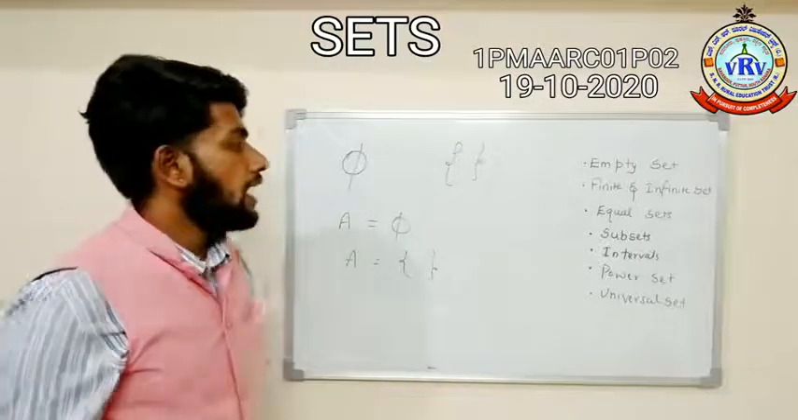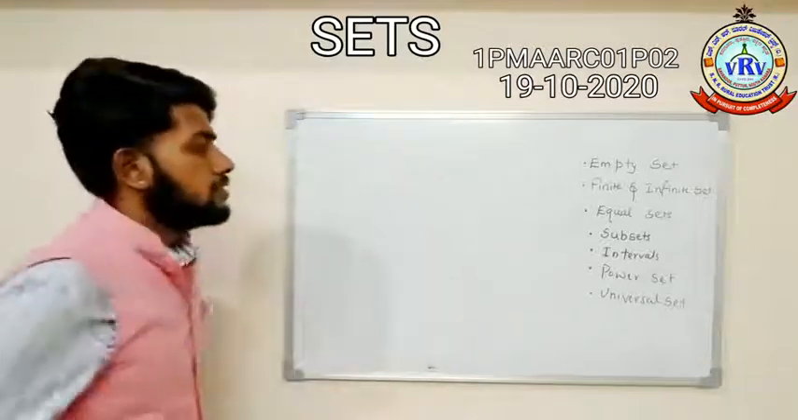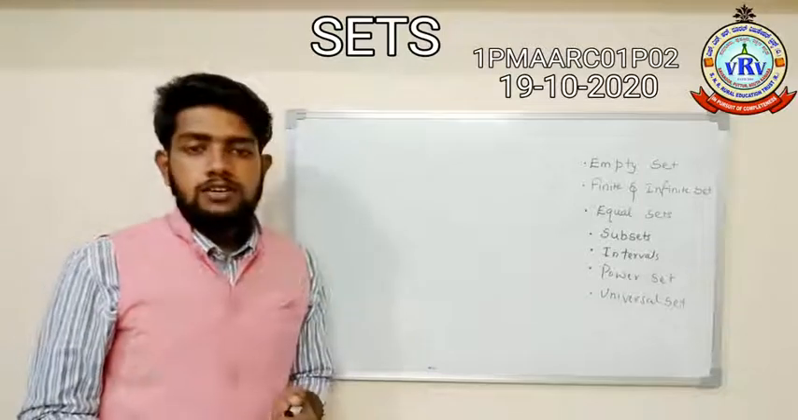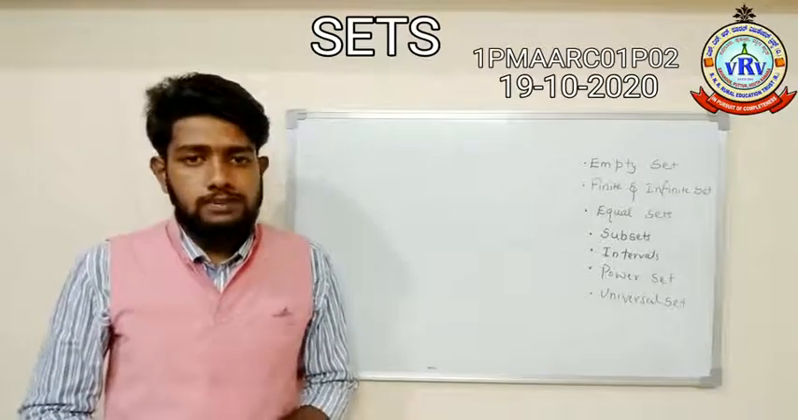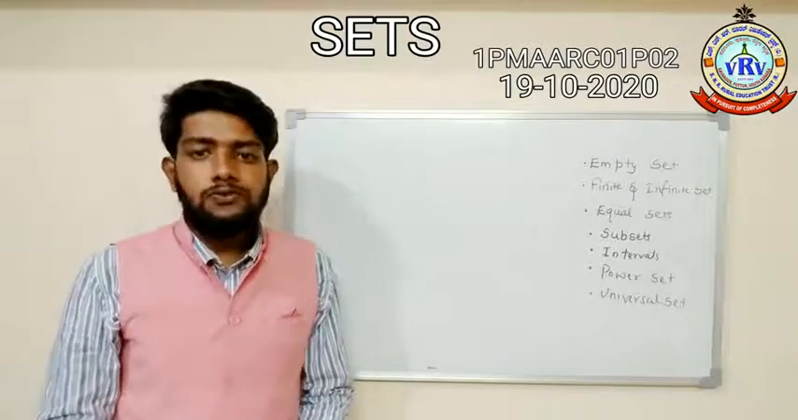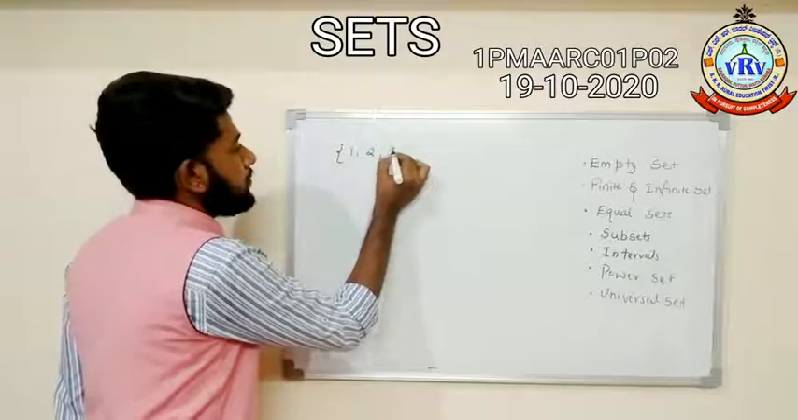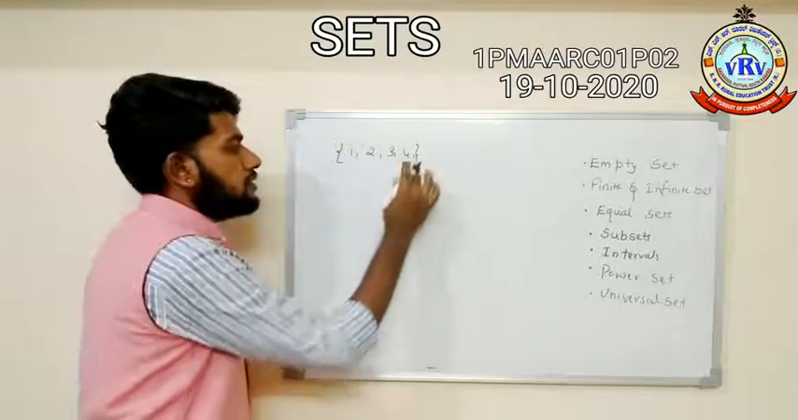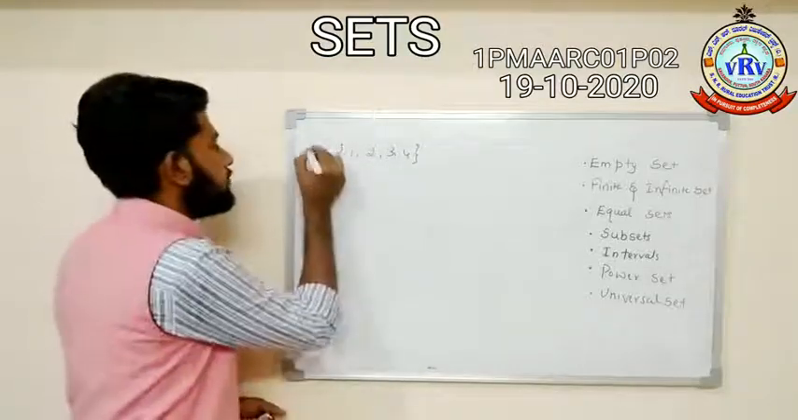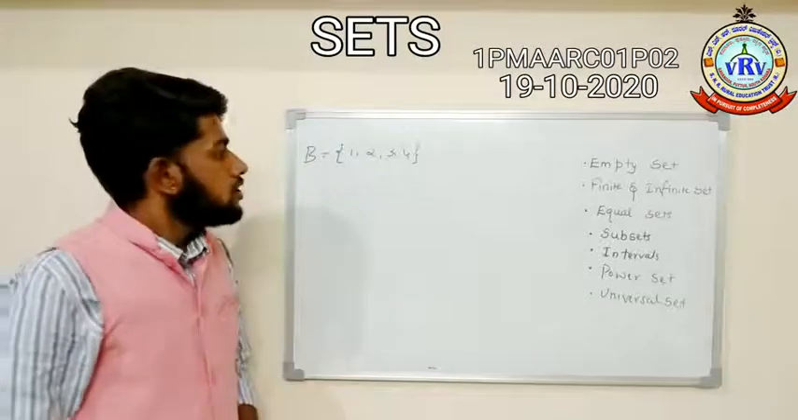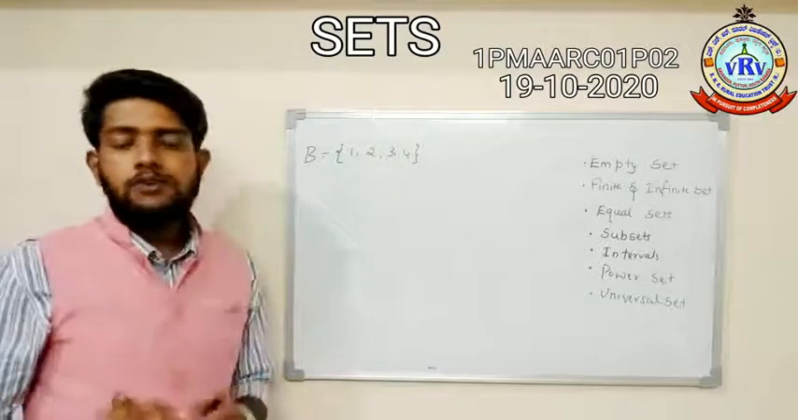Next, finite and infinite sets. The name tells us: if a set does not contain any element or contains a particular number of elements, then that set is known as a finite set. For example, write down the natural numbers between 1 and 5. Here you are getting 4 elements in that set. I will write the set name as B. So this is a finite set, because it contains a finite number of elements.